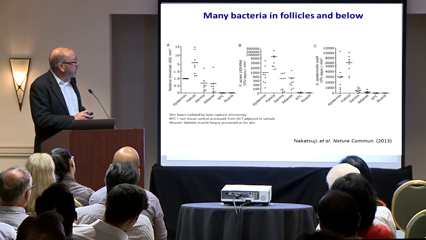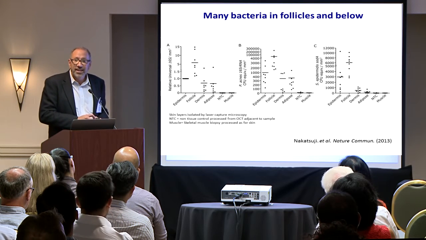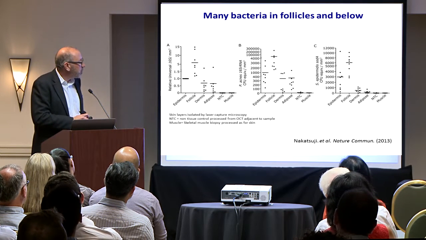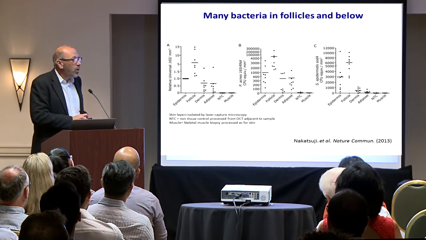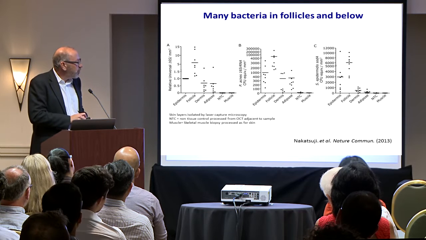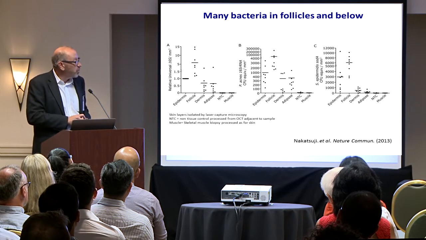And as one would expect, there's more bacteria, at least more 16S DNA we can detect, within the follicular compartment than within the epidermis. However, surprisingly and consistently, we see in all subjects we've looked at, in normal healthy skin, some microbial DNA was detected in the dermis as well as in the adipose tissue below it.